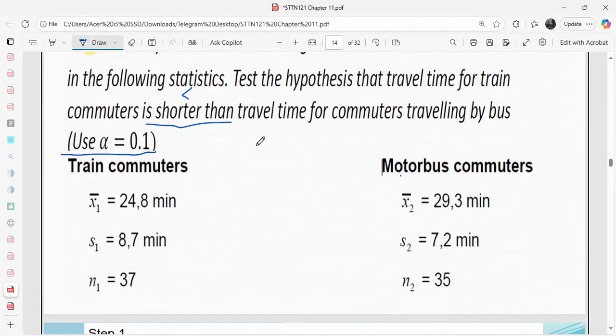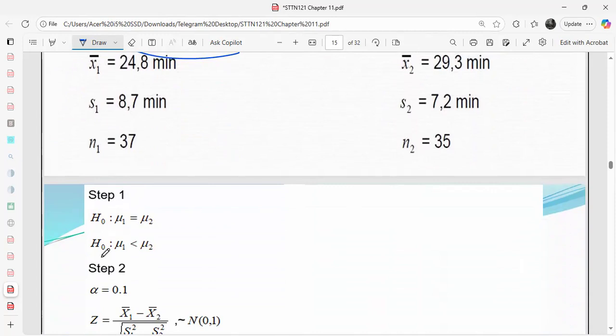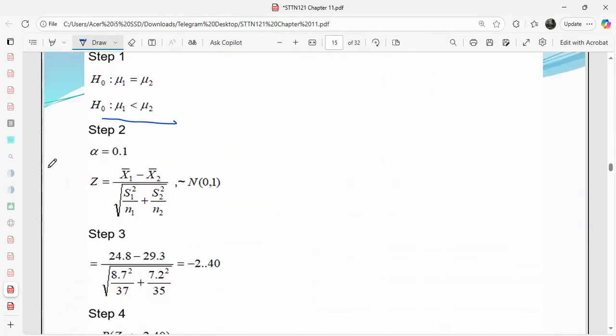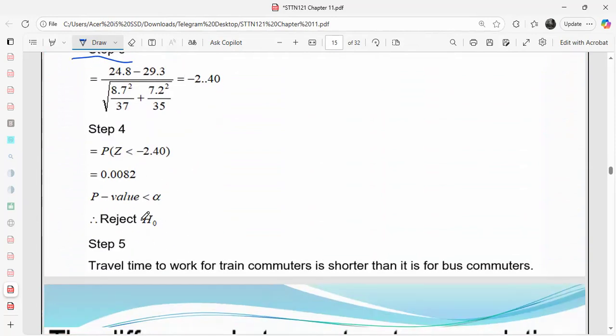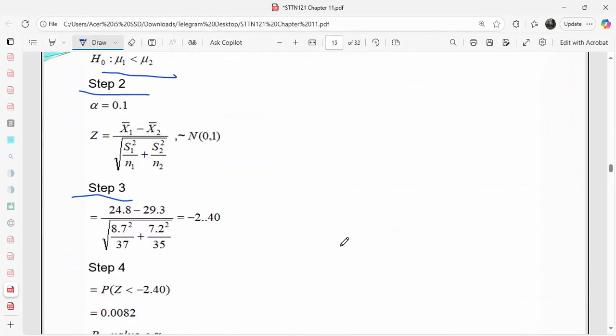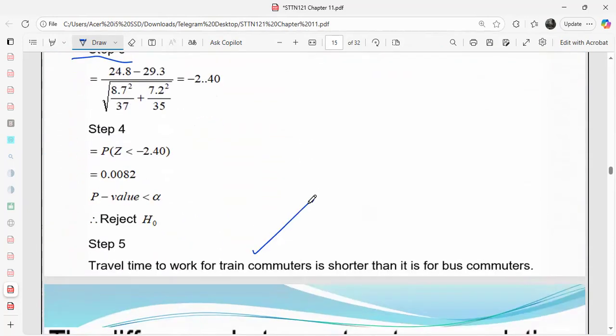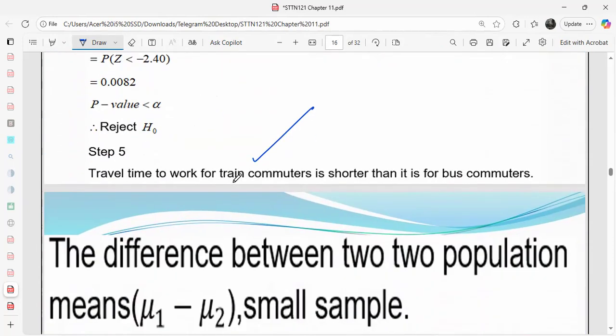So you see, we are given the information for population 1 and population 2. So it's going to be easy for us to calculate. The reason why they use less than here is because of this, shorter than. Then you do it like the previous question. Step number 3, use the formula, and then you get the probability. Then you compare the probability with alpha. Since you reject, it means you agree with the statement that the travel time for train commuters is shorter than that for commuters traveling by bus. Since you rejected, you get a free 7 marks.